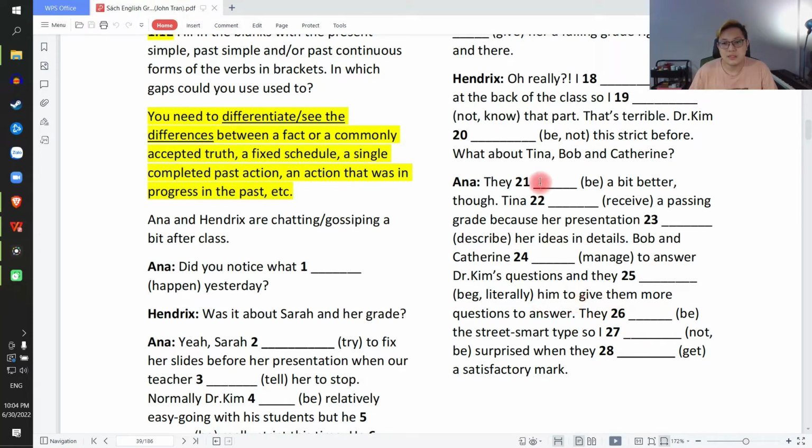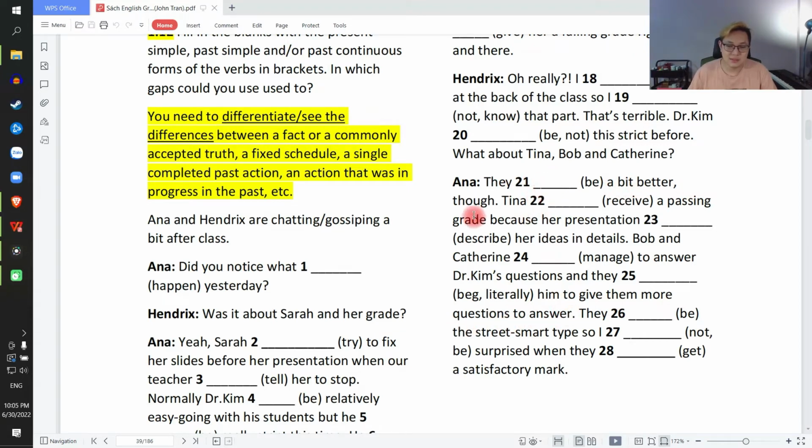Cái số 22, 21, 23, 24 thì nó đều là những hành động đơn lẻ mà không có mang tính tiếp diễn trong quá khứ. Còn số 25 thì là cái hành động mà giống như là xin xỏ liên tục để cho họ thêm nhiều câu hỏi để trả lời, nó có thể mang tính tiếp diễn nha. Để liên tục làm như thế. So 25 is were literally begging him to give him more question to answer.